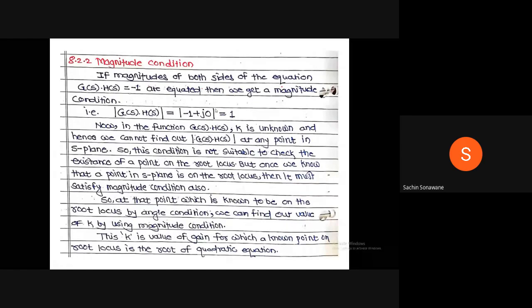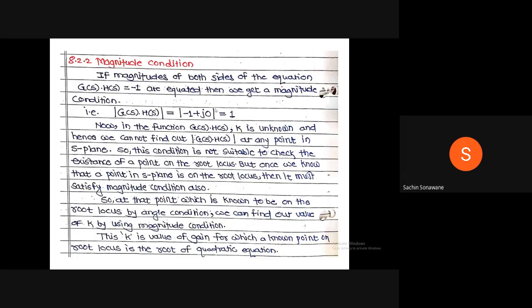Now magnitude condition. If magnitudes of both sides of the equation G(S)H(S) = -1 are equated, then we get a magnitude condition. Therefore, mod of G(S)H(S) is equal to mod of minus 1 plus j0, which is equal to 1. Now, in the function G(S)H(S), K is unknown and hence we cannot find out mod of G(S)H(S) at any point in S plane. So this condition is not suitable to check the existence of a point on the root locus.